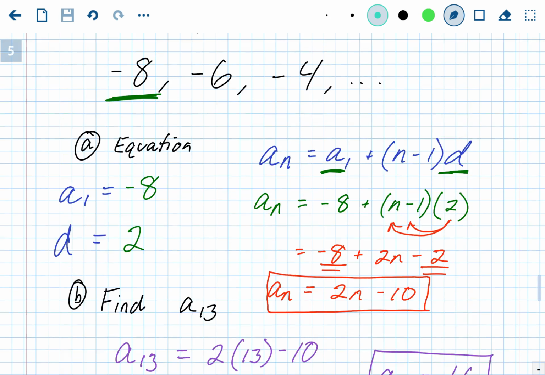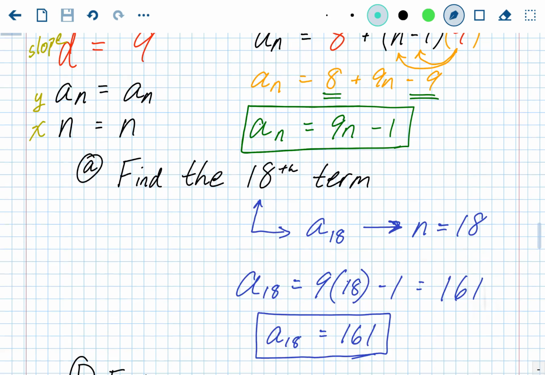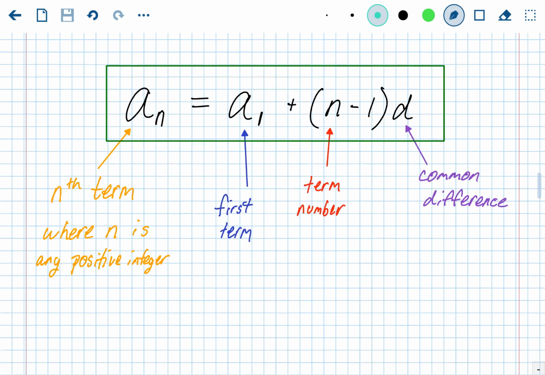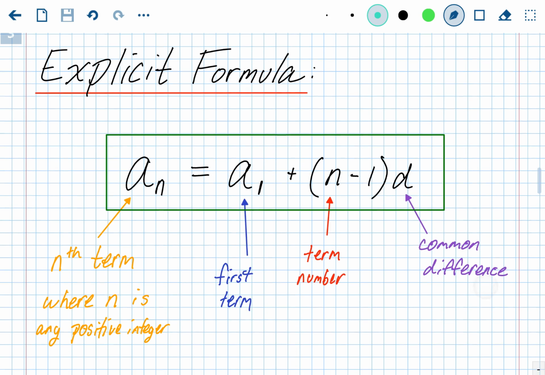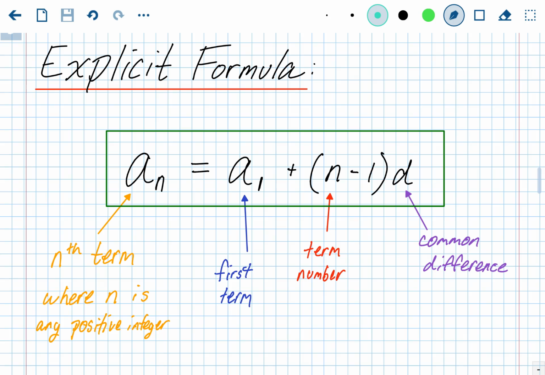So again, the key to this is that an arithmetic sequence is a pattern in which you're going up by the same amount each time. You're adding the same number to get to the next term. And knowing the explicit formula is going to be important. When we're writing an explicit formula, all we need to know is the first term and the common difference. Then we'll simplify that, and we'll get an equation that looks very similar to slope-intercept form.